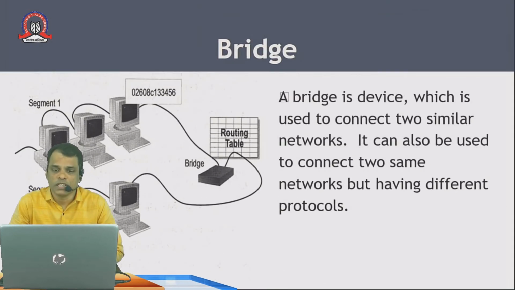Then there are bridges. Now what is a bridge? A bridge is a device which is used to connect two similar networks. It can also be used to connect two same networks but having different protocols. If you have seen the diagram, there are two different networks. If you want to connect these two networks together to make a big network, you have to use a bridge.